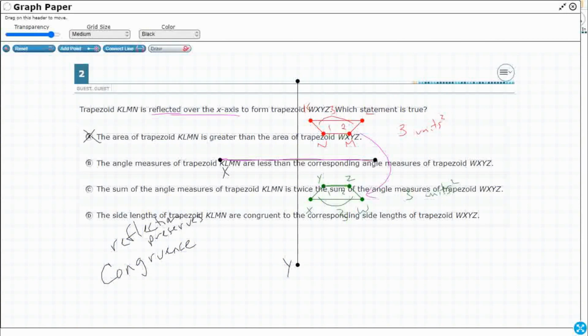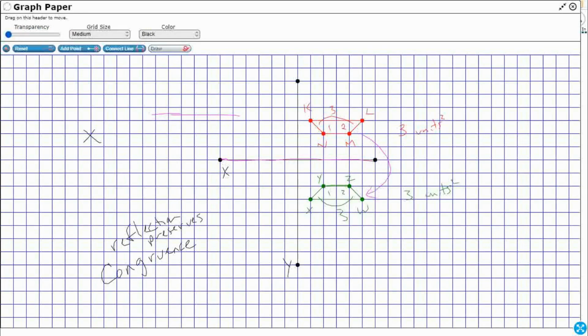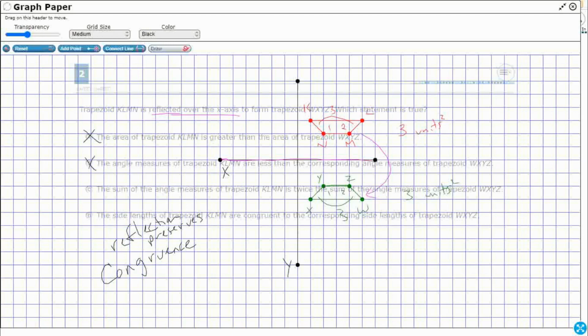Let's check B. The angle measures of trapezoid KLMN are less than. Okay, well, the angle measures are on the inside, but look, I didn't grow it, I didn't stretch it. Even if I did dilate it, the angle measures would still be the same. But remember, we are preserving congruence. So it's not going to be that. C, the sum of the angle measures of trapezoid is twice. No, the sum of the angle measures, it's 360. It's a quadrilateral. I don't care how I rotate it, reflect it, stretch it. It's still going to be 360.